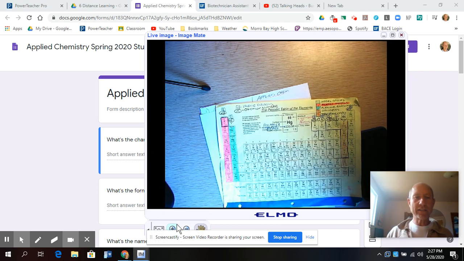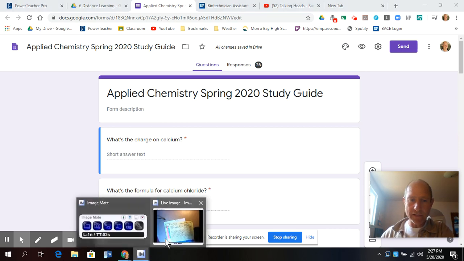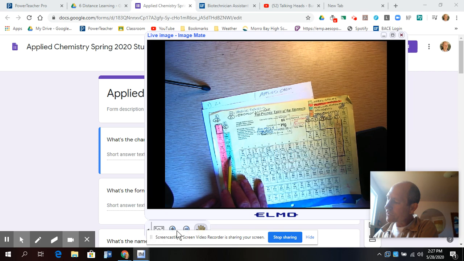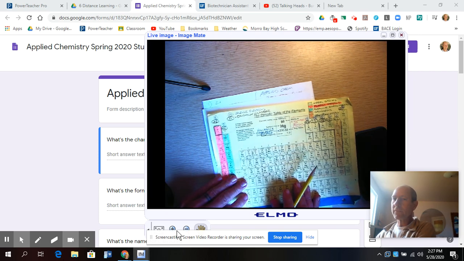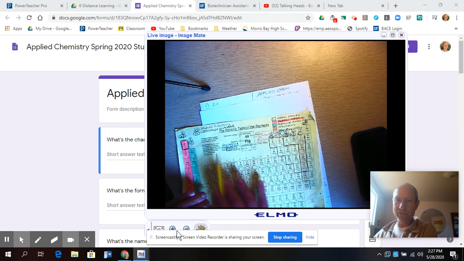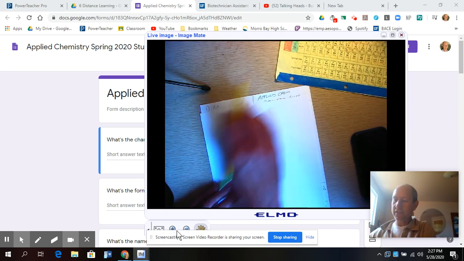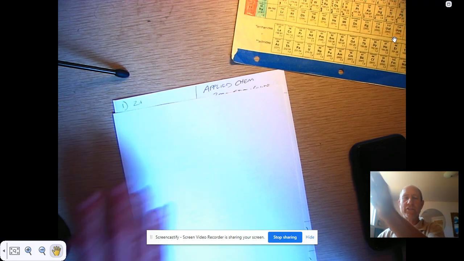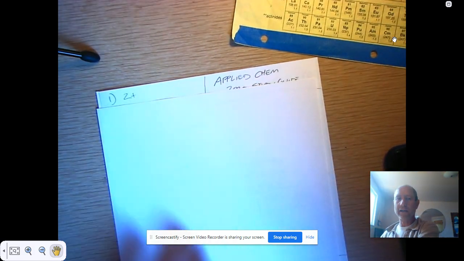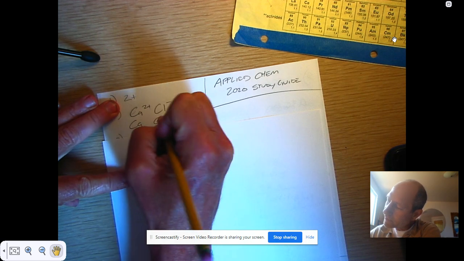The next question says, what's the formula for calcium chloride? Well, in order to do that, we need to consider the charge on calcium and the charge on chloride. So the charge on calcium is 2 plus, and the charge on chloride is 1 minus. I know I'm not zooming in here, but you guys all have this, so you know this. So anyway, if we've got calcium with its 2 plus charge, and then we've got chloride with its 1 minus charge, we end up like that.